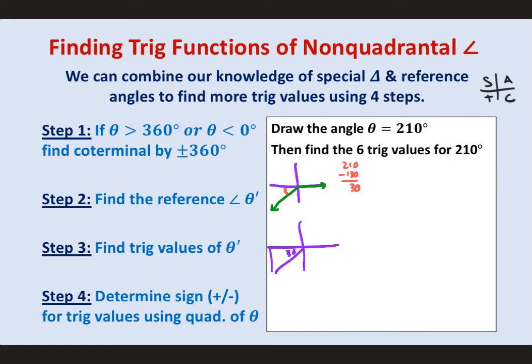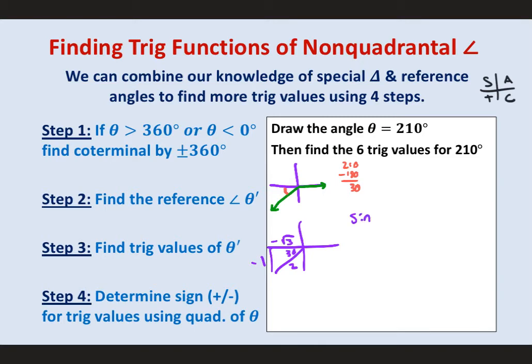In a 30-degree triangle, my opposite side is 1, but I'm going down, so I'm going to make that a -1. My adjacent side is root 3, but since I'm going to go to the left, I'm making it a negative root 3. And then my hypotenuse is a 2. I can now find these 6 trig values here. I have everything filled out.